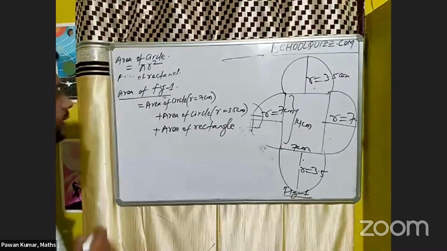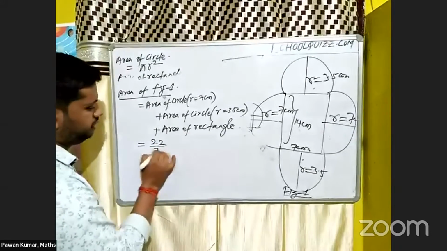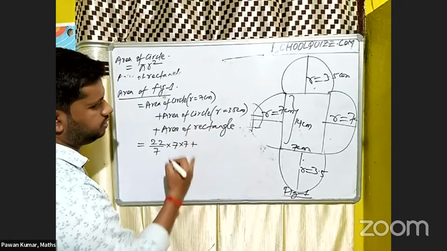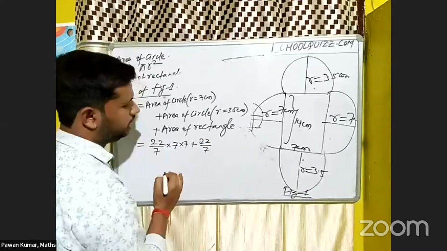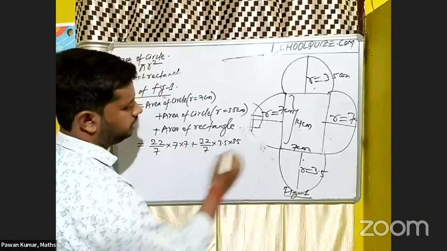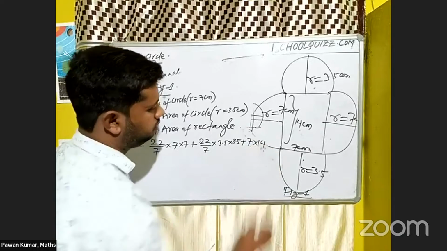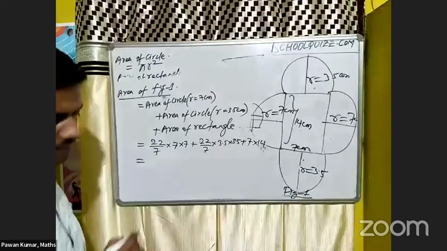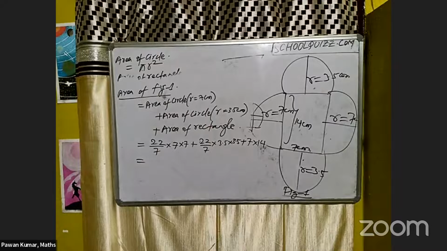Okay. So now, area of circle, this 7 centimeter, is nothing but π r square, 22 by 7 into 7 into 7, plus again area of circle of radius 3.5 centimeter is nothing but 22 by 7 into 3.5 into 3.5, plus area of rectangle is nothing but 7 by 40. Understand this one? Any doubt in that?